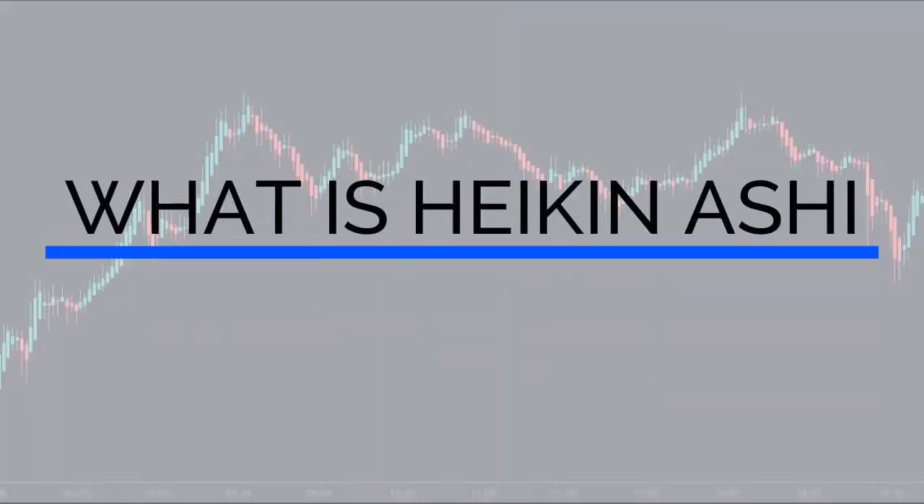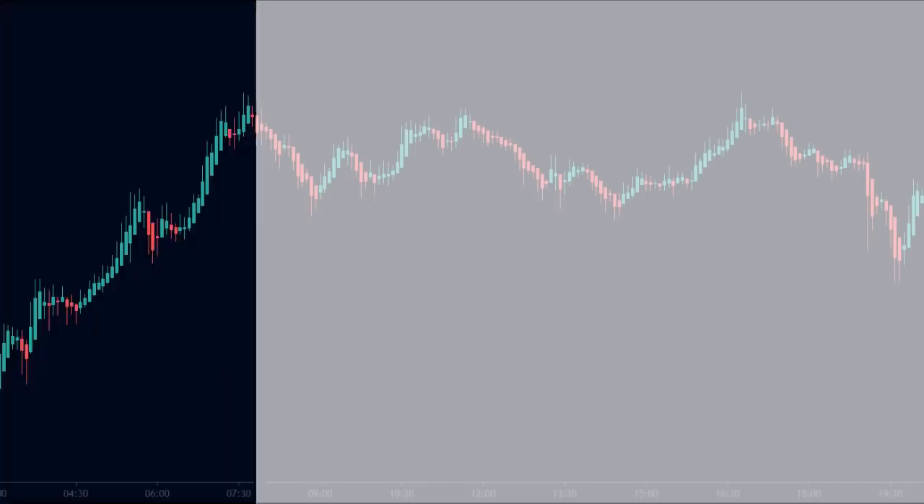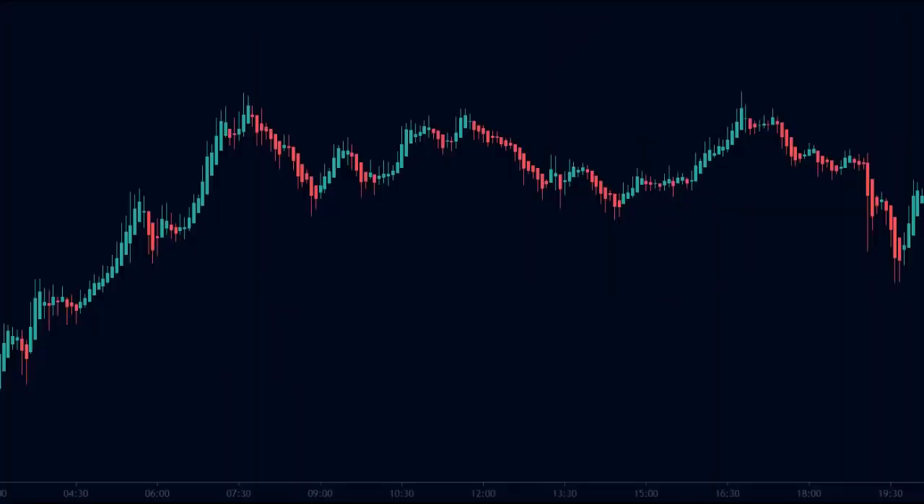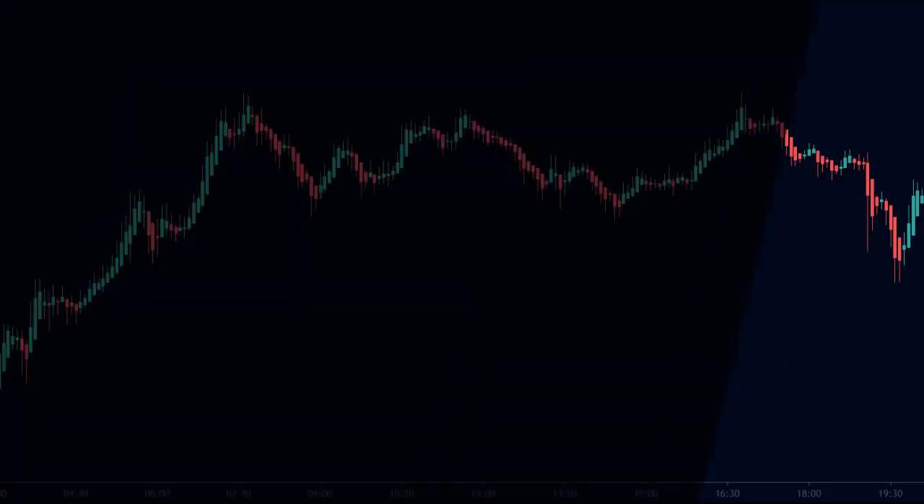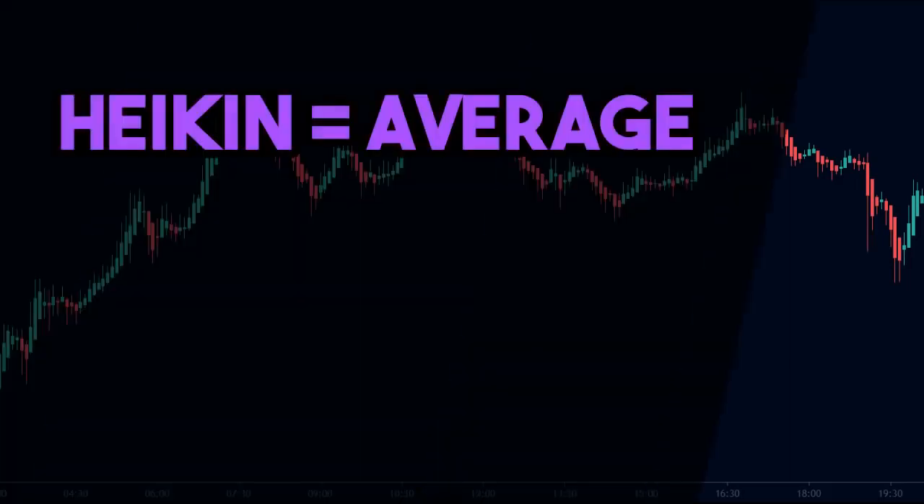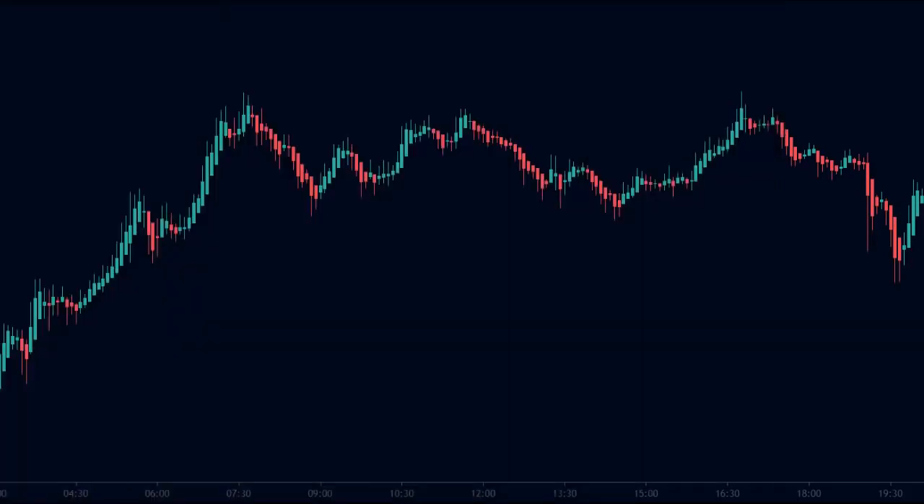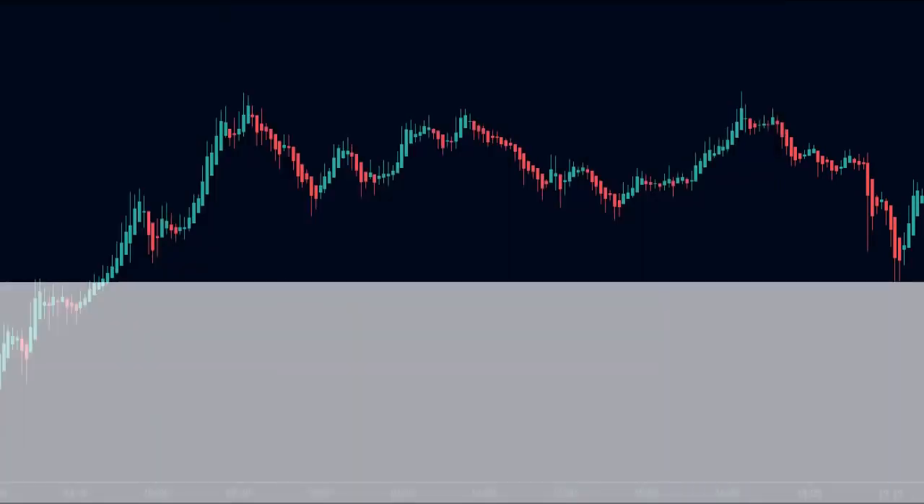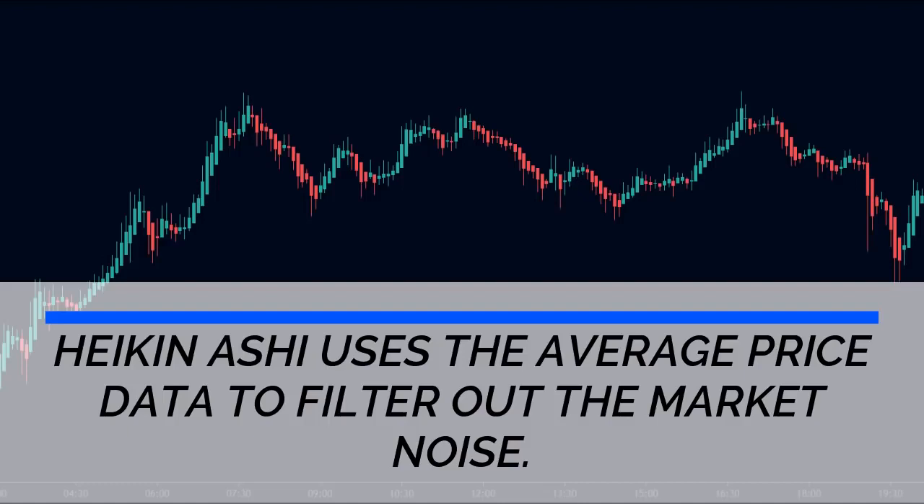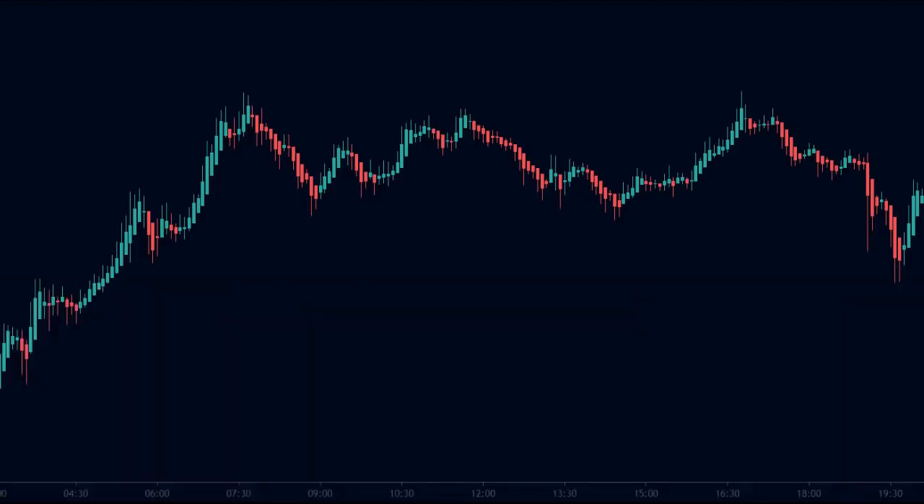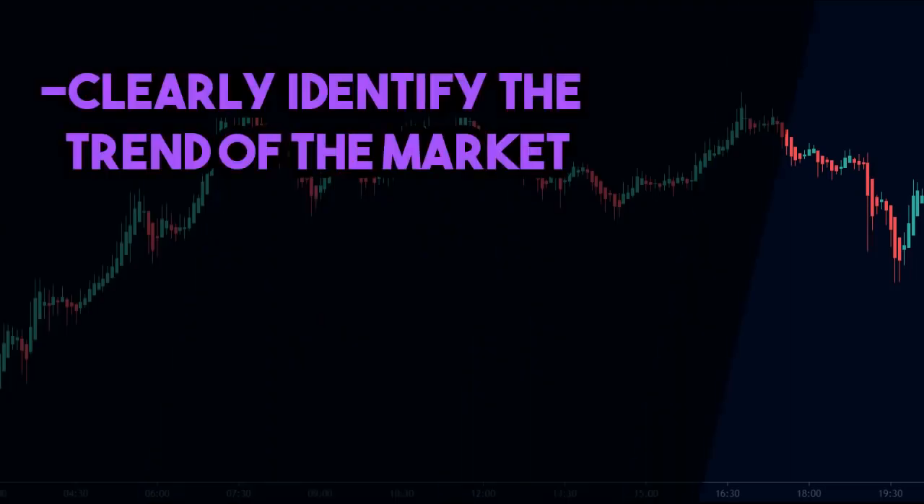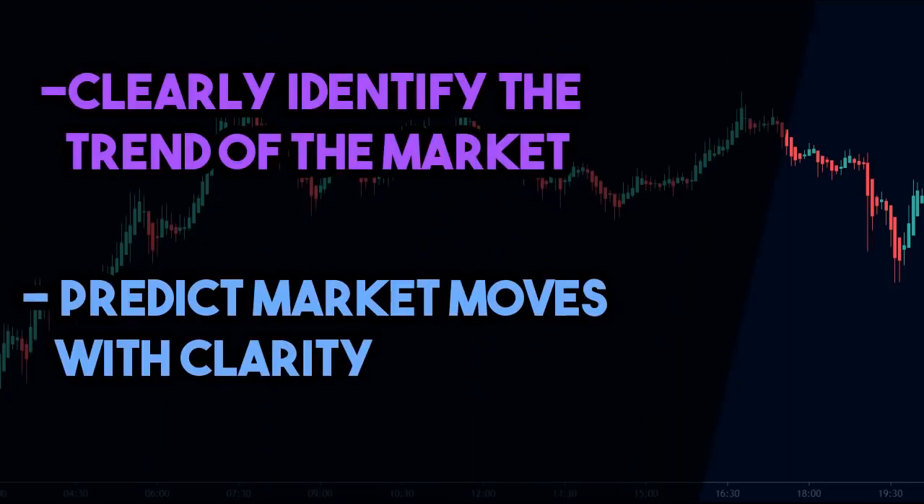Firstly, we need to understand what is Heikin Ashi. Just like candlesticks, Heikin Ashi is a way of displaying price data. In the Japanese language, Heikin means average and Ashi means bar. As the name suggests, Heikin Ashi uses average price data to filter out the market noise. Therefore, Heikin Ashi helps us to clearly identify the trend of the market and predict market moves with clarity.